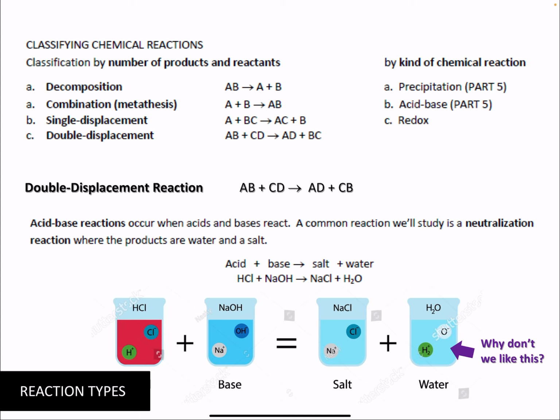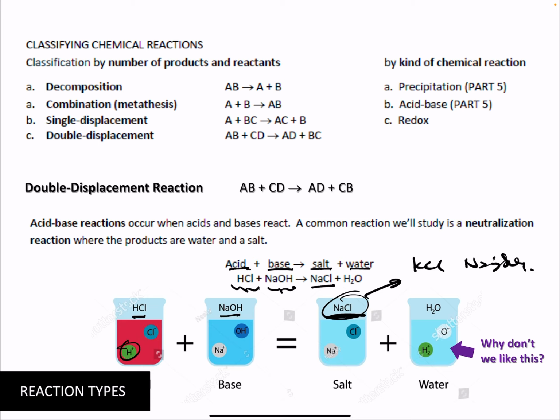Another kind of double displacement reaction is the acid-base reaction, where an acid reacts with a base to make a salt and water. In this case, hydrochloric acid reacts with sodium hydroxide, making sodium chloride, right? This is salt and water. So remember, any ionic compound can be described as a salt, right? So KCl is a salt, sodium sulfate is a salt, but salt is sodium chloride, right? Table salt.